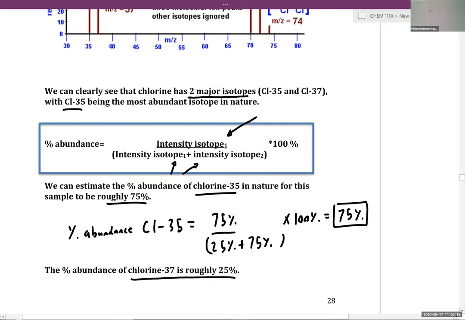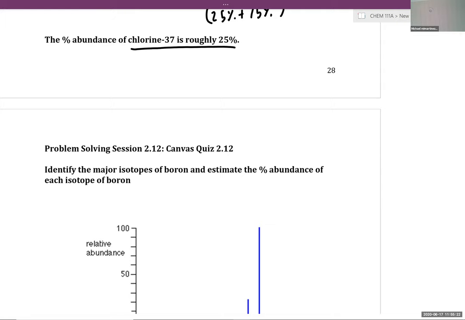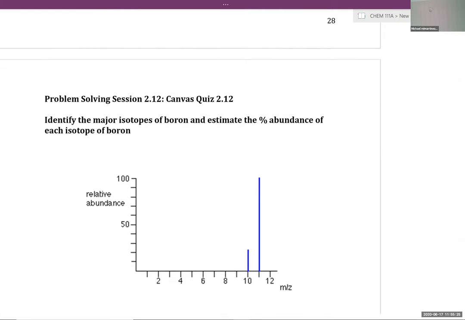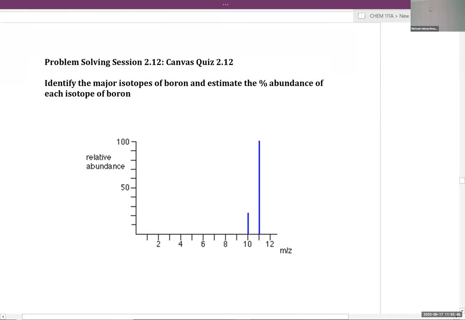So let's take about 2 to 3 minutes and let's try to estimate and identify the major isotopes of boron given the mass to charge versus relative abundance. And then from this data, I'd like you to calculate or estimate the percent abundance of each isotope of boron. So let's take about 2 to 3 minutes to work on this, and don't be shy to message me your responses in the chat or to propose your responses using the Canvas quiz feature.